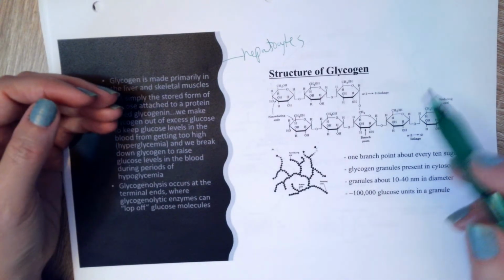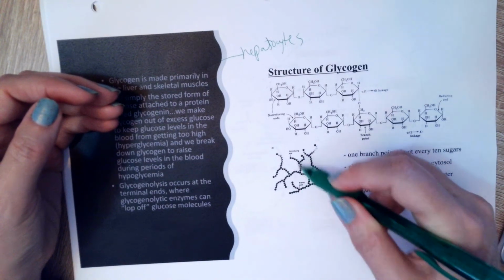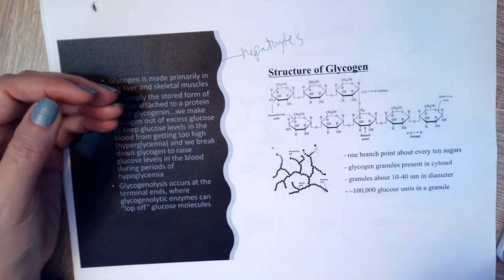We would break that down if we were in a hypoglycemic sort of situation. We would be breaking it down from the end. So we can grow the molecule in all these little branches, and then we can break it down at the end. Okay?